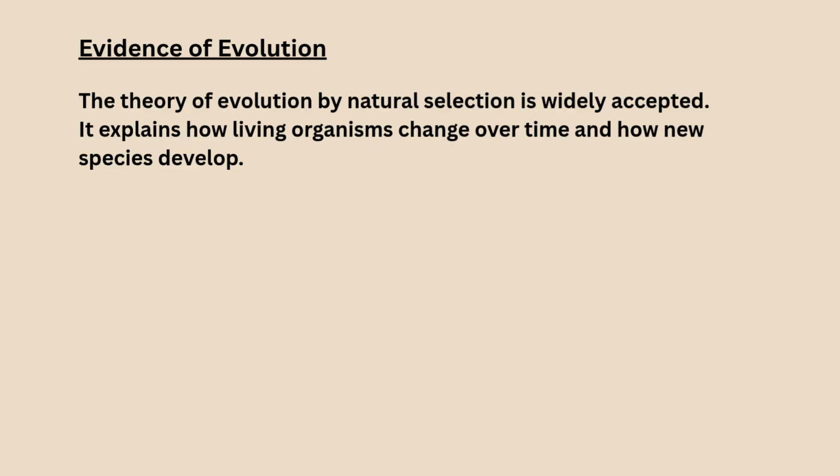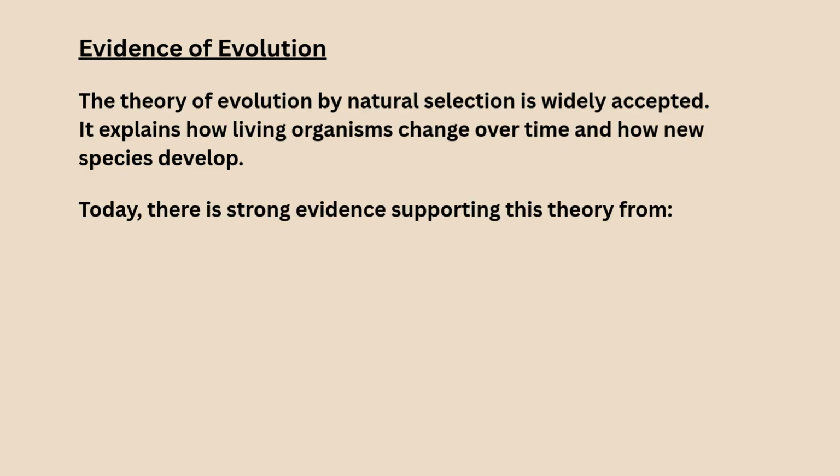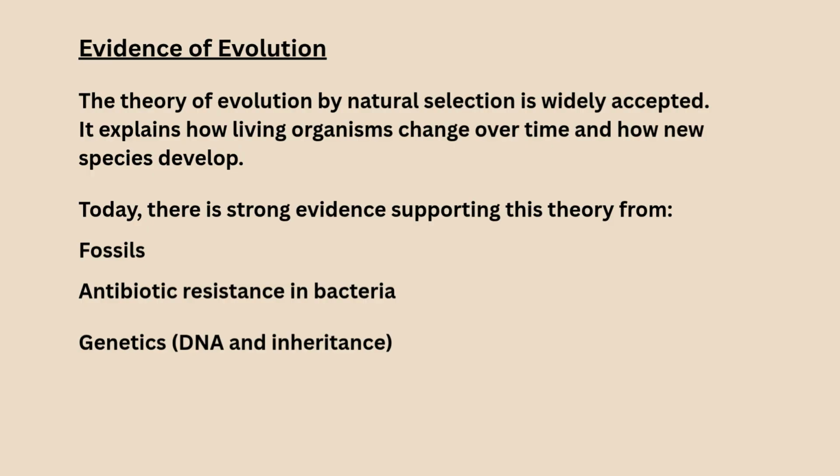Evidence of evolution. The theory of evolution by natural selection is widely accepted. It explains how living organisms change over time and how new species develop. Today, there is strong evidence supporting this theory from fossils, antibiotic resistance in bacteria, genetics, which is DNA, and inheritance.